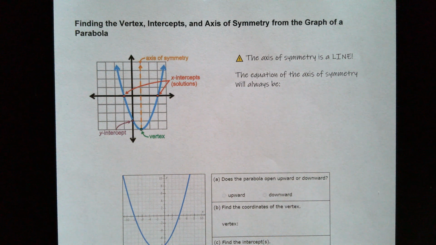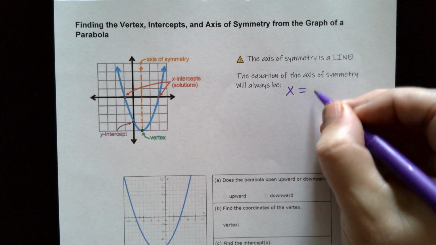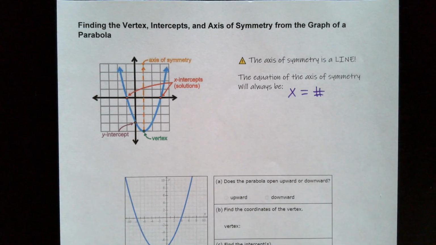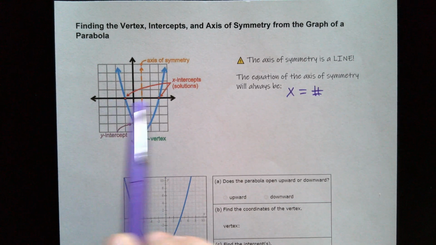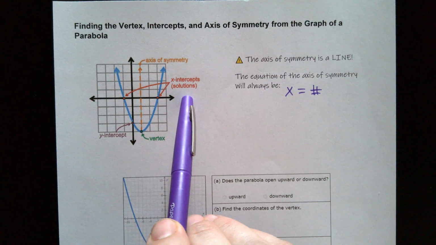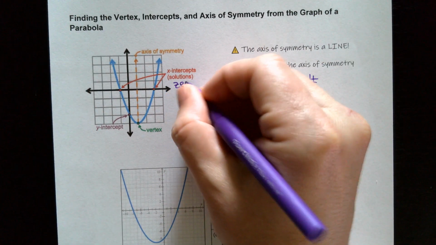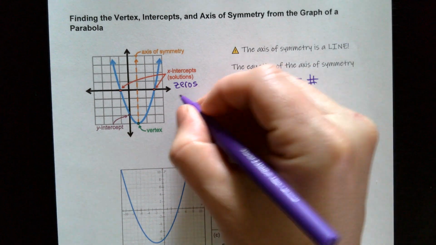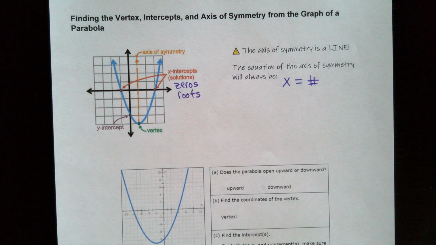The equation of the axis of symmetry will always be x equals a number. It's always going to be in that form. X is equal to a number. Let's take a look at some of these other things on here. We've got some x-intercepts. That's where we cross the x-axis. They're also known as solutions. Another way of writing them is zeros and roots. These are all names for where you cross the x-axis on a graph.